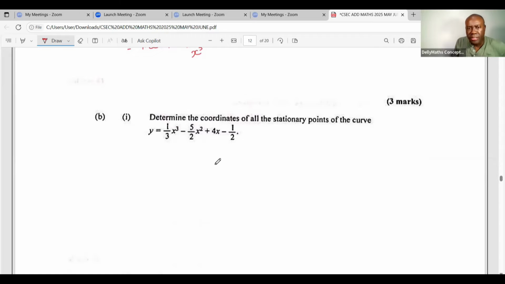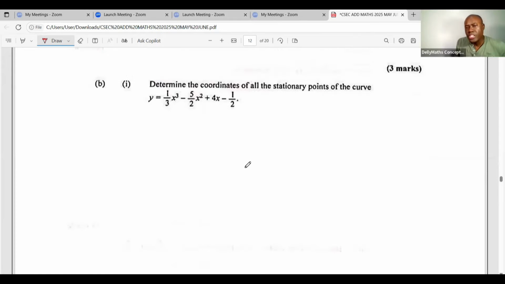Now, the B part says determine the coordinates of the stationary points of the curve. So basically, what we want to understand is if we're going to find the stationary point, whenever you take the derivative, that is your gradient function. So at a stationary point, our derivative, in this case dy dx, must be equal to 0. And that is our aim. We're going to go along that road.